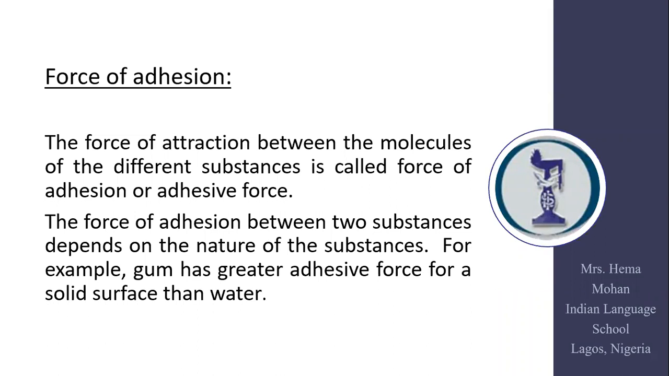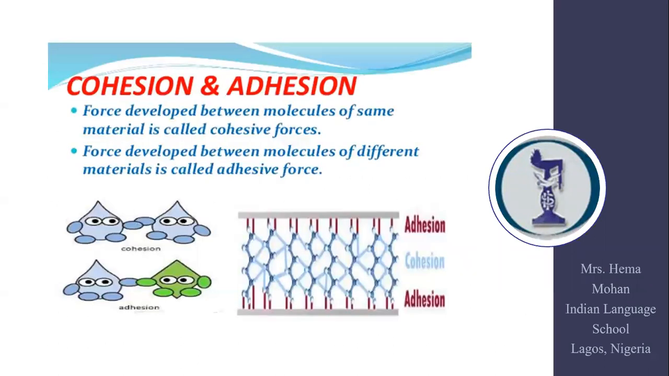That's because the cohesive forces between the molecules of mercury are much greater than the adhesive forces between mercury and glass. So adhesion is dependent on the nature of the substances that are exhibiting the forces between them. This is one simple pictorial representation of cohesion and adhesion.